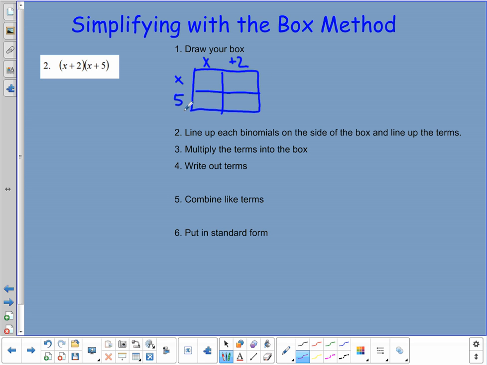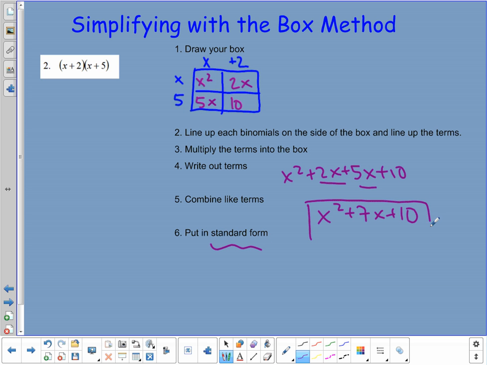Now I multiply on the inside. So x times x gives me x squared. x times 2 gives me 2x. x times 5 gives me 5x. And 5 times 2 gives me 10. If I write out those terms, that gives me x squared plus 2x plus 5x plus 10. And then combining your like terms, x squared plus 7x plus 10. So that's the box method that I would have there. I always want to write this in standard form, but this one already is, so I'm good with that.